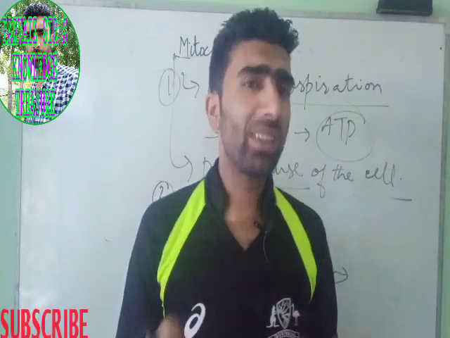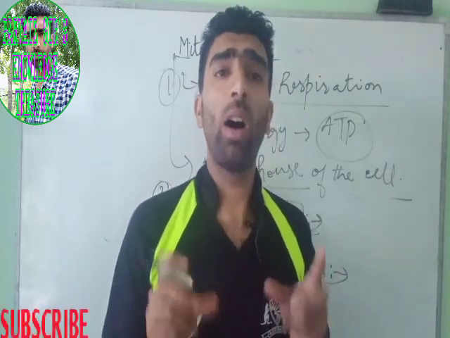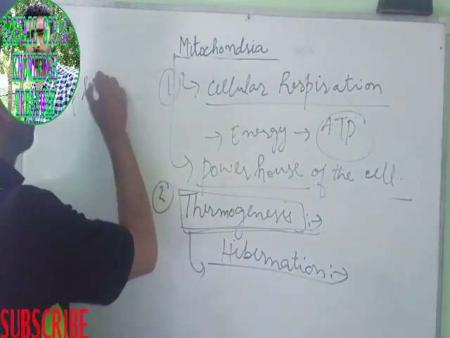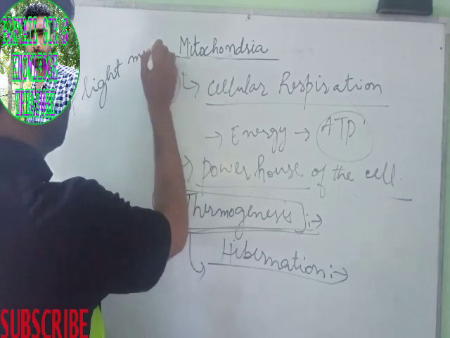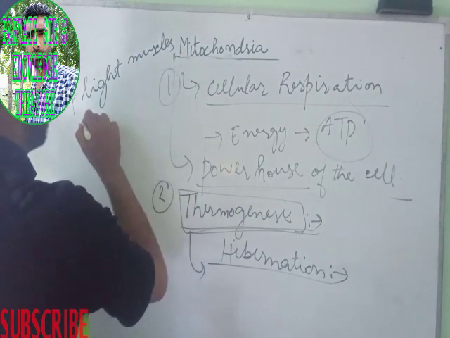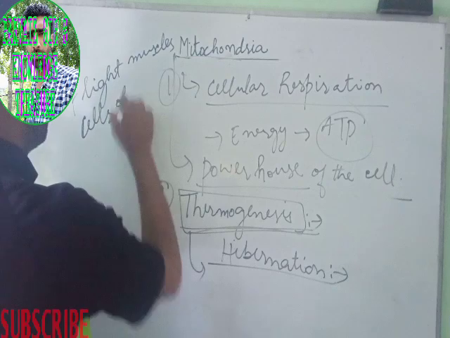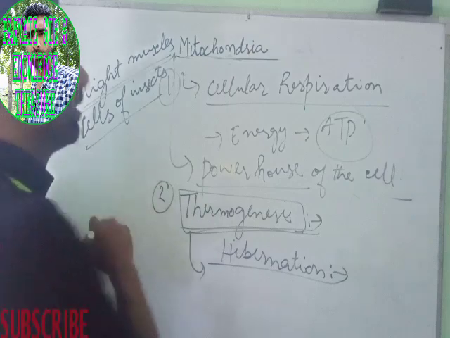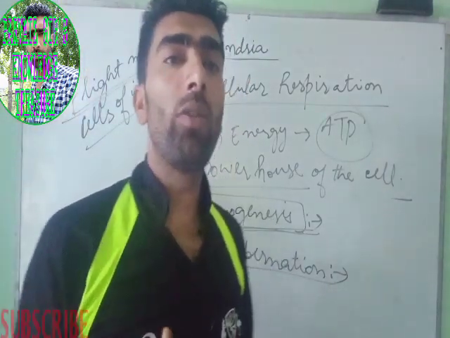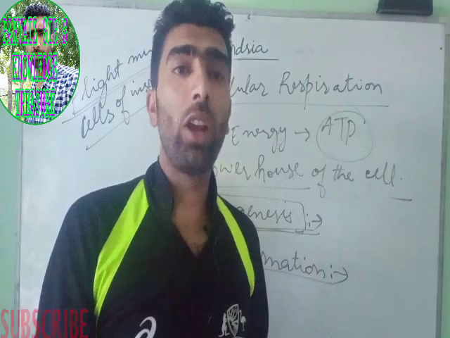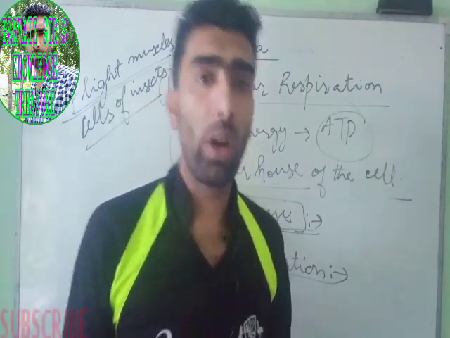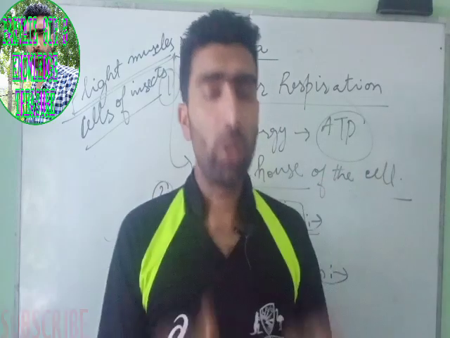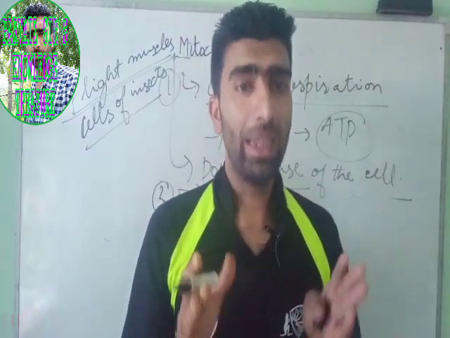The last point I want to make is that the highest number of mitochondria are found in the flight muscle cells of insects. Flight muscle cells of insects have the highest number of mitochondria because they are in constant need of energy for flying. Therefore, the highest number of mitochondria are found in the flight muscles of insects.